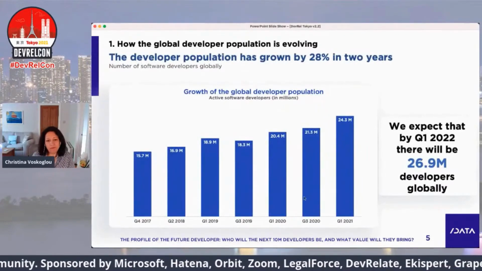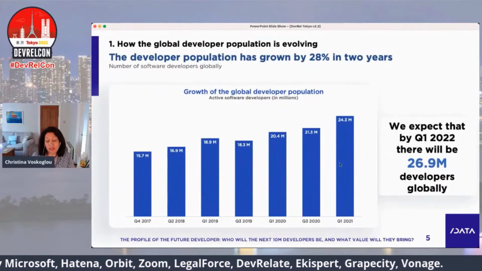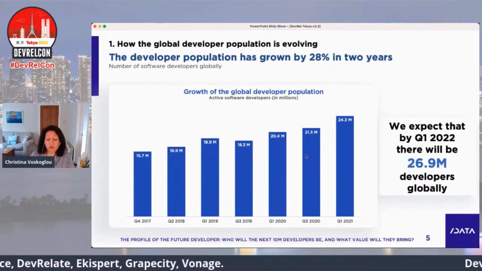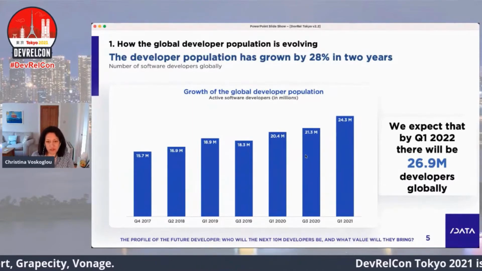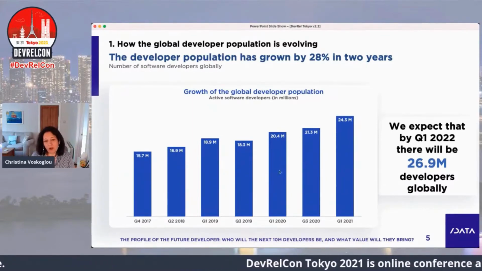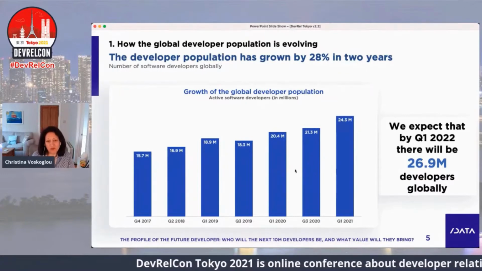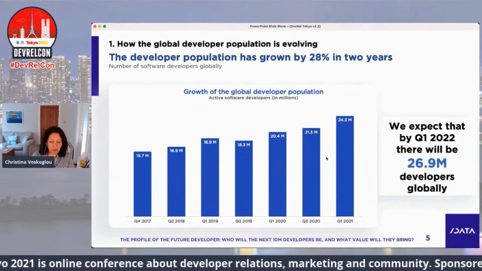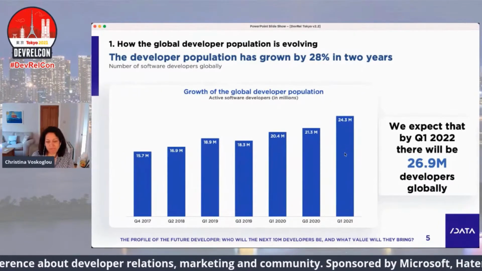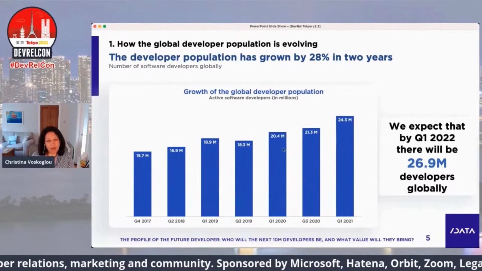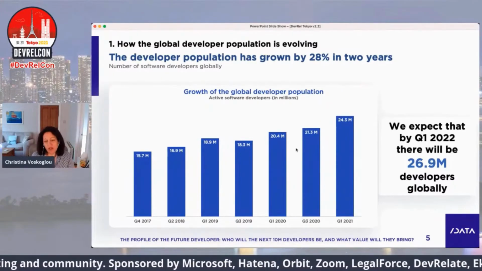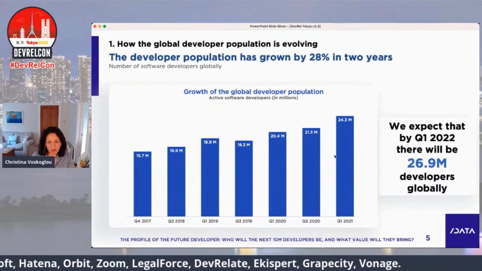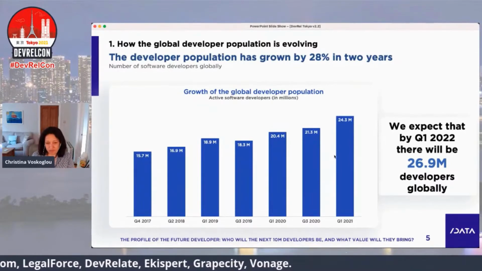Okay, so we have 5 different and independent methodologies that we use to estimate the size of the developer community. You're very welcome to go to our methodology page and check that out. For now, I'll just say that happily all those 5 converge to similar numbers. So currently we estimate the global developer population to be at around 24.3 million globally. It has been growing very healthily, 28% in 2 years. And given that growth, we expect to have about 27 million developers by the end of Q1 2022.